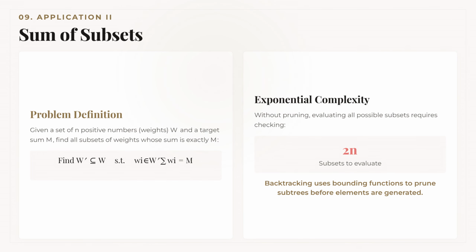Now, let us move to another important application, the sum of subsets problem. Suppose we are given several positive numbers. We are also given a target sum m. Our goal is to find all subsets whose elements add up exactly to m. At first glance, this appears simple. However, if the number of elements is large, the number of subsets grows exponentially. Backtracking helps us avoid exploring impossible combinations.